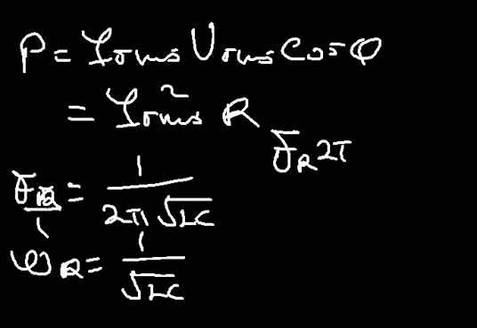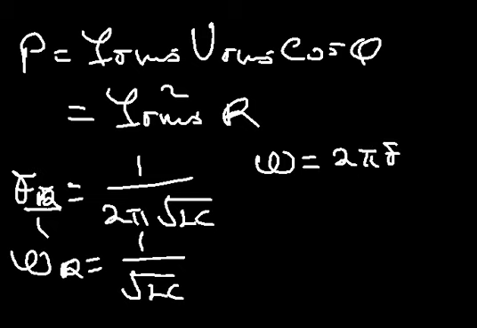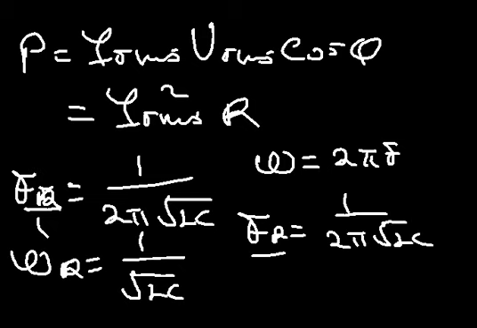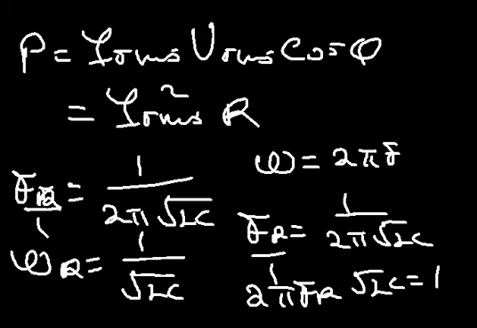Because at first I said that the formula for the angular speed is given as 2 pi f. Now since we have the resonance frequency, which is given as 1 over 2 pi times the square root of LC, upon cross multiplication we'll have 2 pi f_R square root of LC equal to 1.